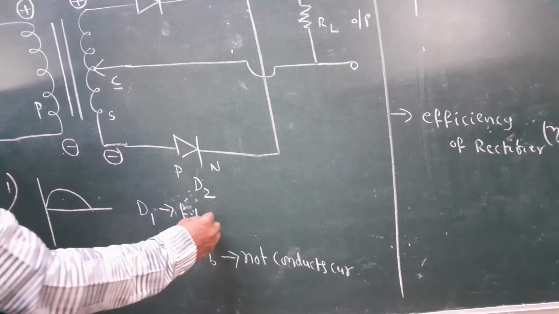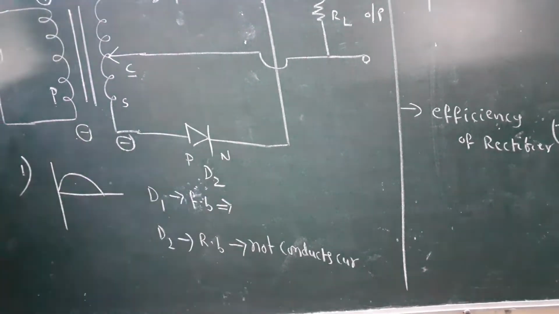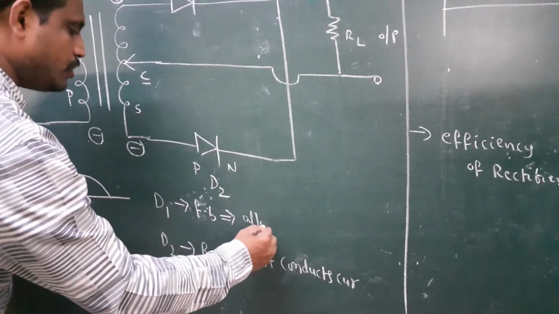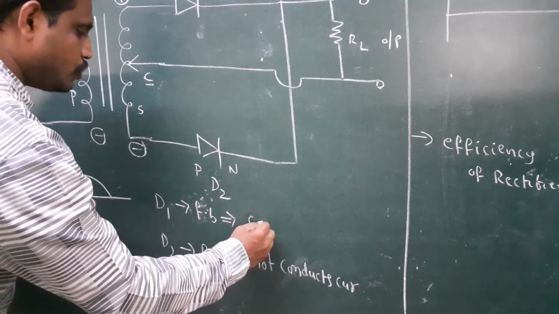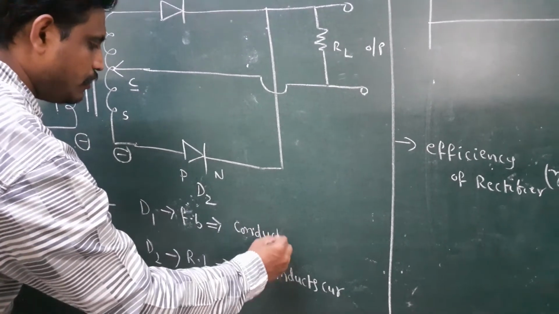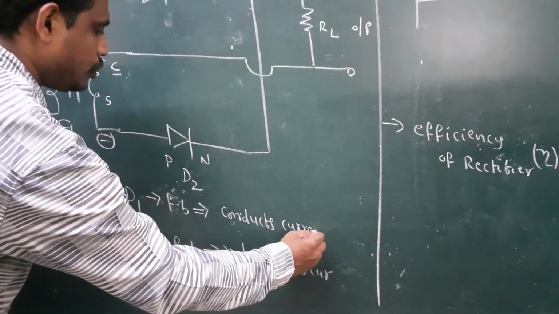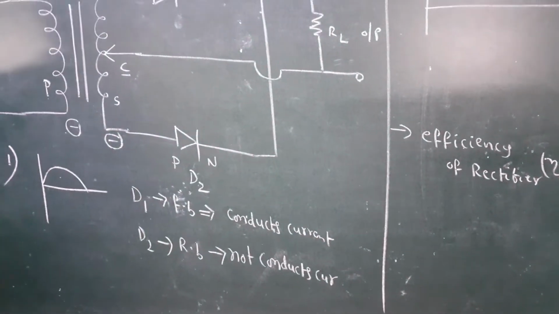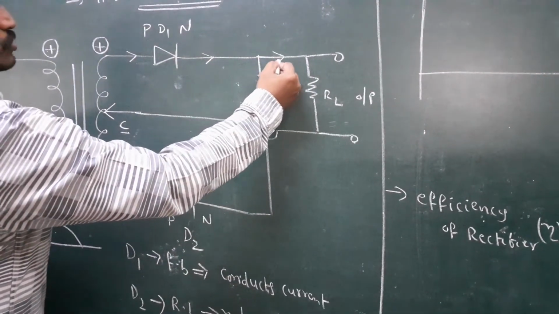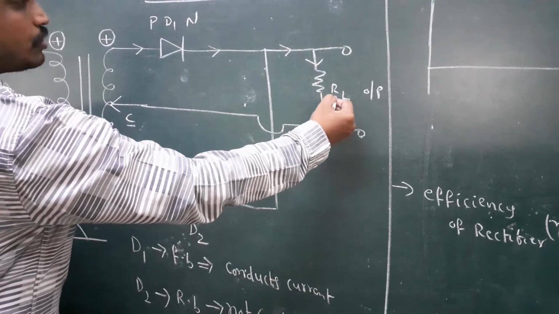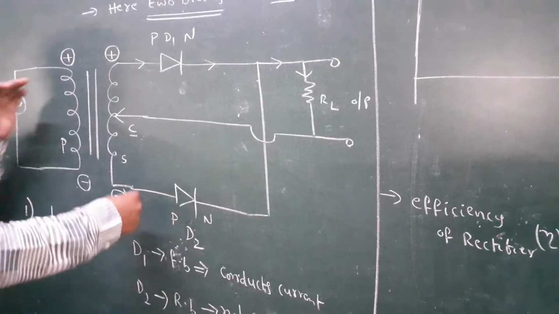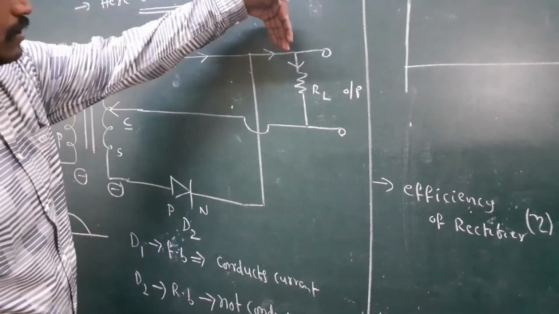Here D1 has a forward bias, so it allows the current, that means it conducts the current. So during the positive half cycle, D1 allows the current and D2 does not. The current moves here, where the output is measured. Load resistance is nothing but a means to measure the output.